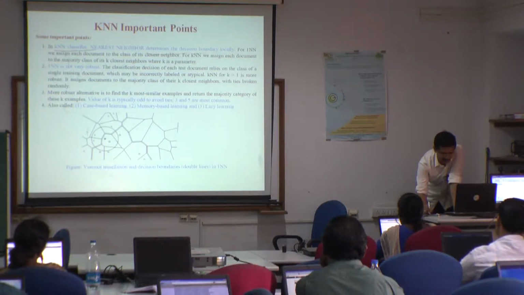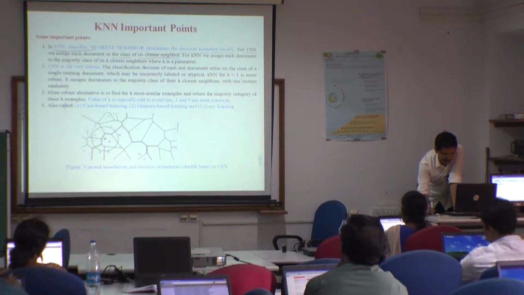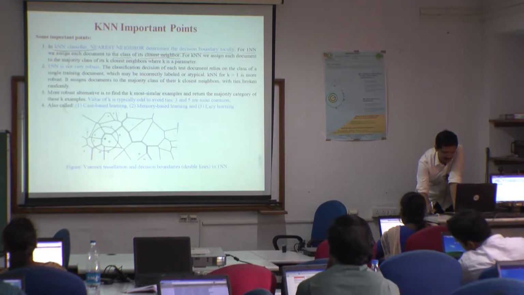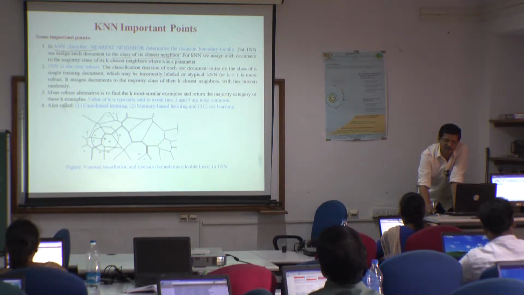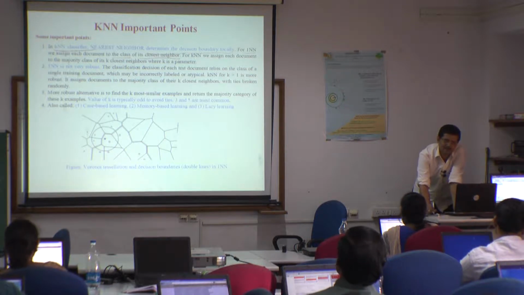KNN determines the decision boundary locally. So for one nearest neighbor, we assign each document to the class of its closest neighbor. Suppose the closest neighbor for any document is a red document, then we will assign that document to the red document class.